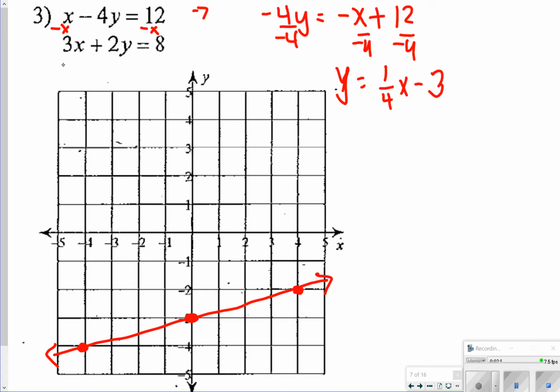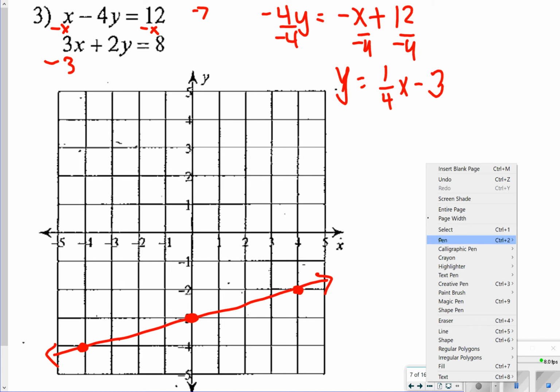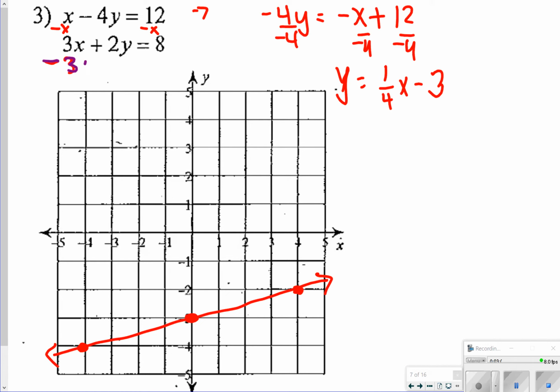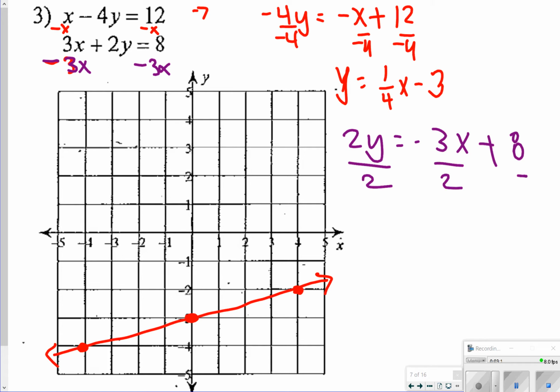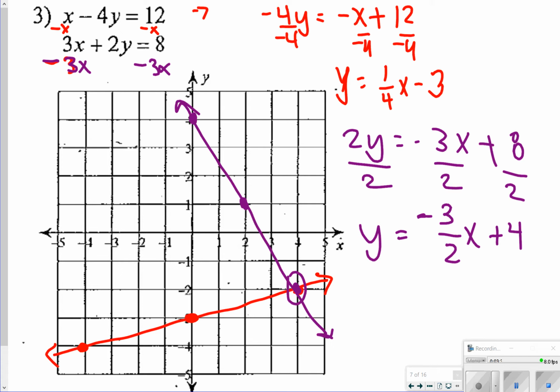And then the next one, I'm going to graph in a different color just so we can differentiate. Subtract 3x from both sides, so I have 2y is equal to -3x plus 8. Divide everything by 2. So I have y is equal to -3 halves x plus 4. So come up here to 4, and then we're going to fall 3, run 2. And there's my point of intersection right there. So this one would be 4, -2 as my answer for number 3.